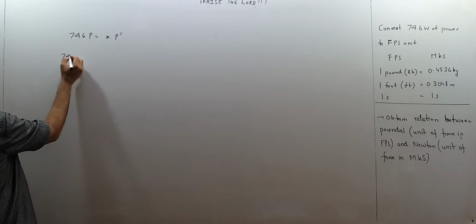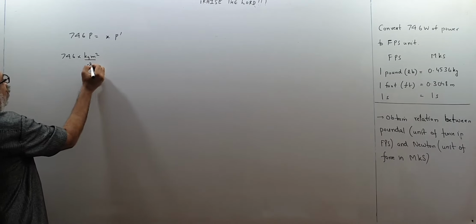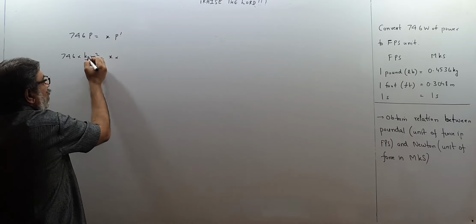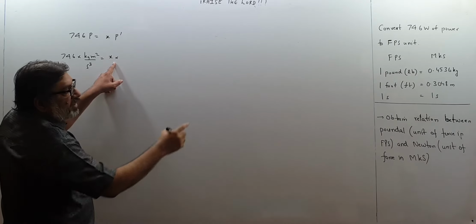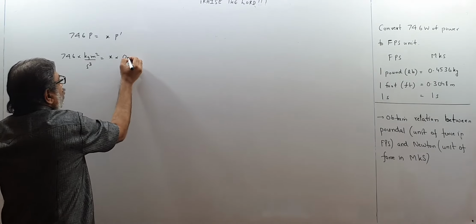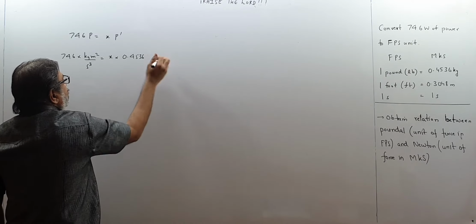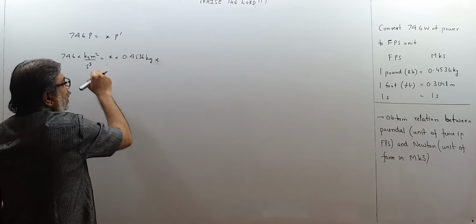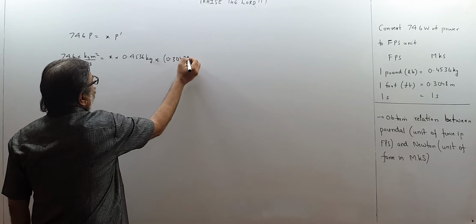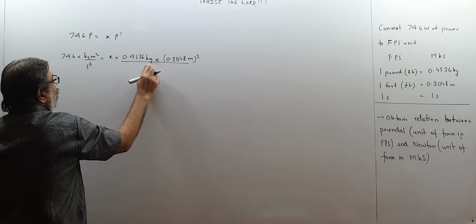So this is 746, power has got unit kg meter square upon second cube. This will be X into, see length, kilogram means, sorry mass, kilogram means mass. What is the mass over there? 1 pound, that will be 0.4536 kilogram. Okay. Into meter square means length square. That will become 0.3048 meter square upon time is 1 second only.